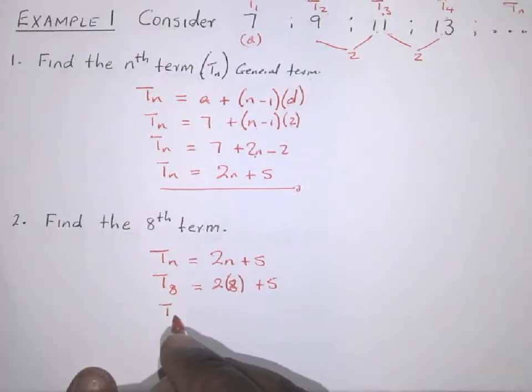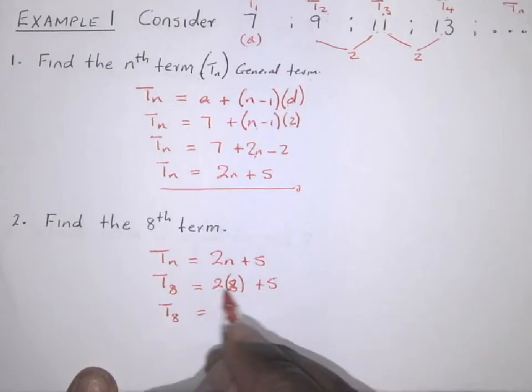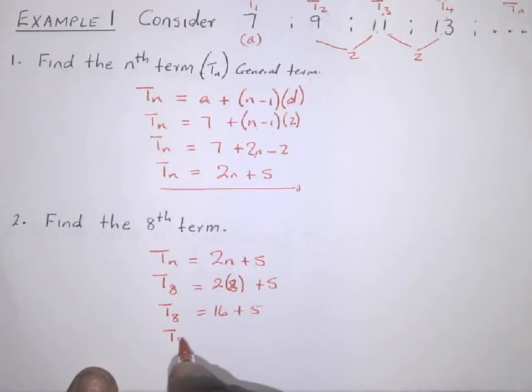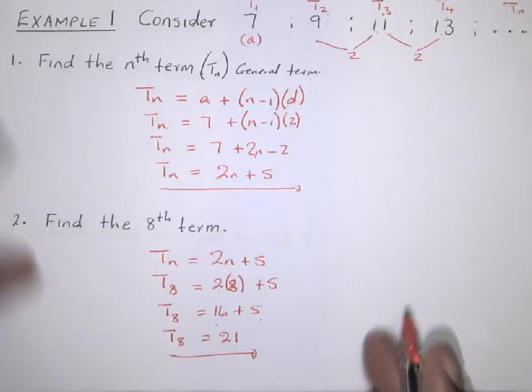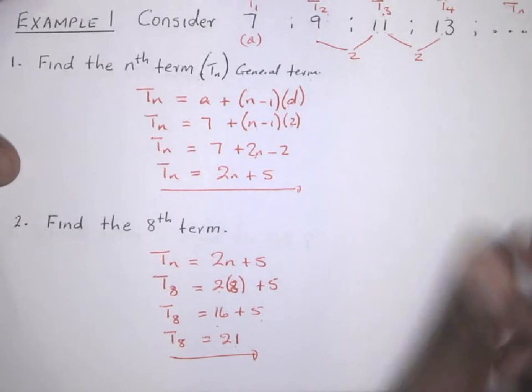So T8 is equal to 2 times 8, which is 16, then plus 5. So term 8 will be equal to 21, because 16 plus 5 is 21. That's our answer. Let's look at another example.